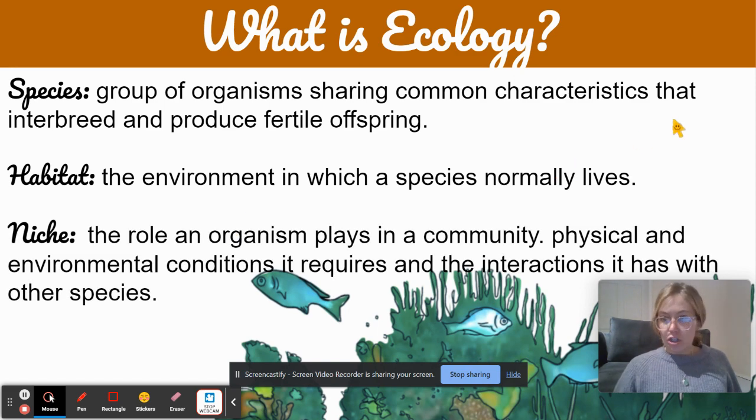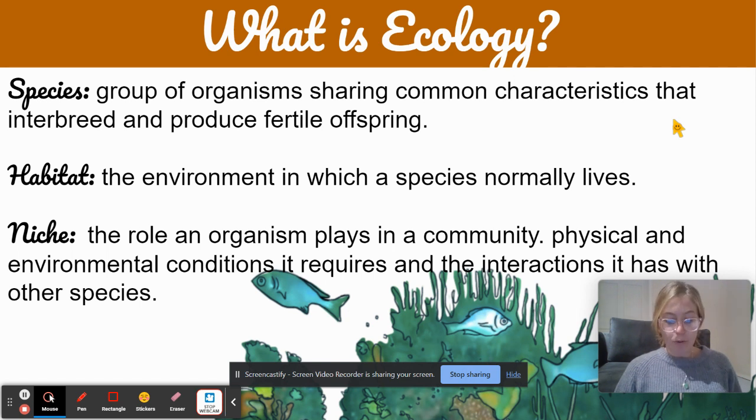Next one is niche. The role an organism plays in a community. Oftentimes, I refer to a niche as a job. You can say niche or niche, but these are physical and environmental conditions that the species requires, and the interactions it also has with other species. And that's something that some students forget about. It's not just the tree that it's in or the cliff that it lives on. It's not just the food that it eats, but it's also how does it interact with other species? And that plays a really big role when we start talking about species interactions in these notes today.